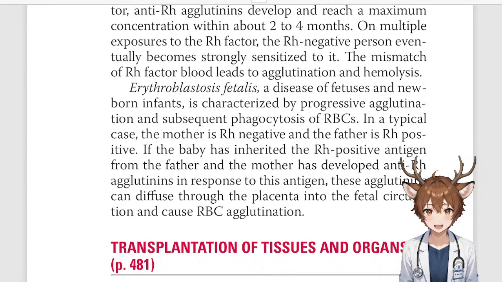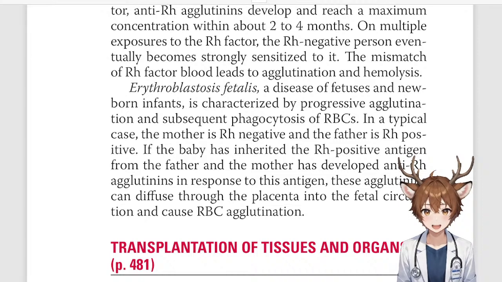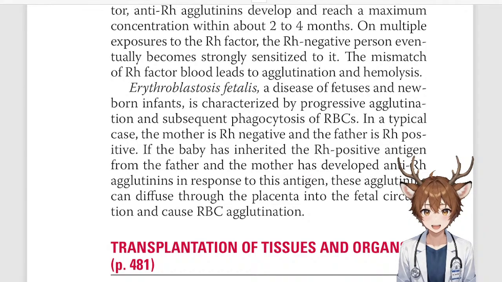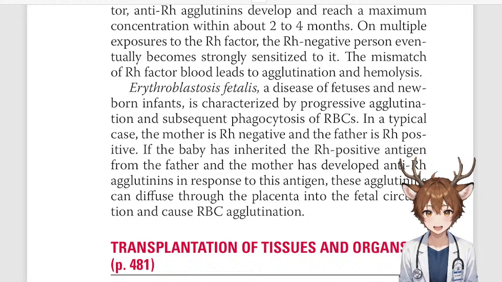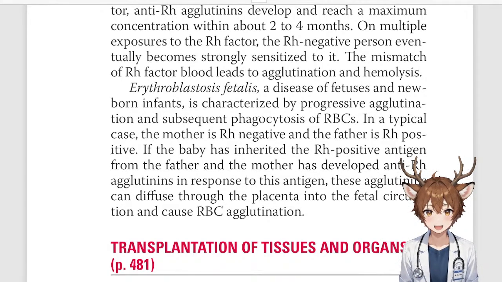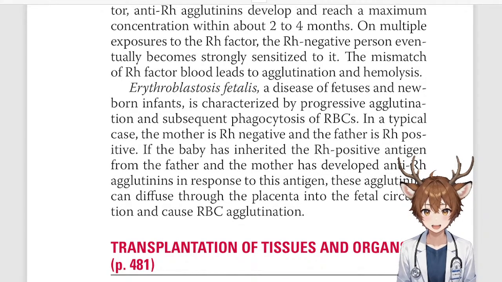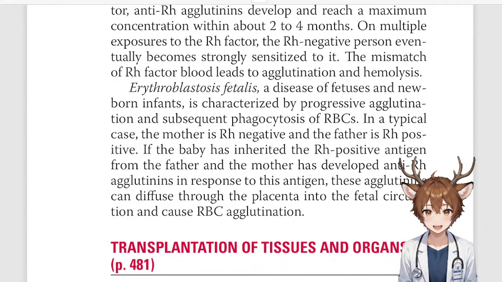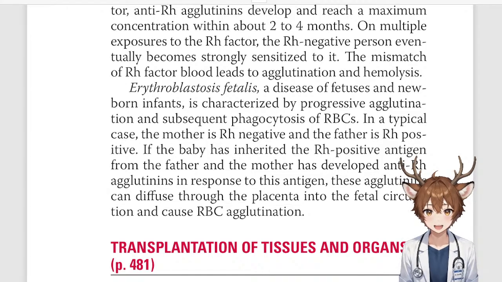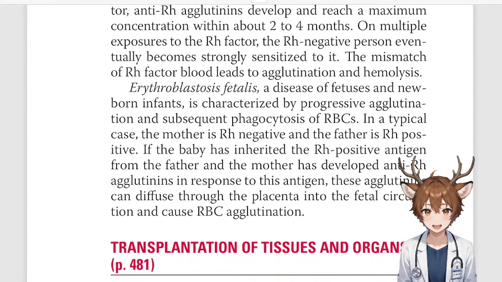Now, erythroblastosis fetalis, a disease of fetuses and newborn infants, is characterized by progressive agglutination and subsequent phagocytosis of RBCs. In a typical case, the mother is Rh negative and the father is Rh positive. If the baby has inherited the Rh positive antigen from the father and the mother has developed anti-Rh agglutinins in response to this antigen, these agglutinins can diffuse through the placenta into the fetal circulation and cause RBC agglutination. Not good.